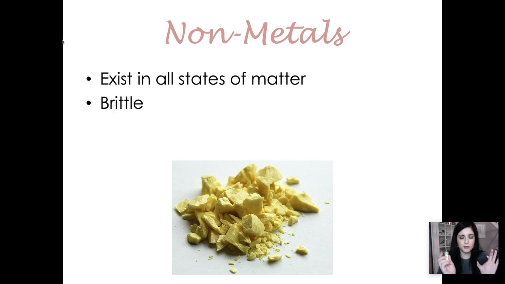Nonmetals are also very brittle, so I am being careful with this piece of charcoal because this will break. Of course, if I were to drop this on the floor, this would break into a lot of different pieces. This sulfur as well is very brittle. It's already broken up into a lot of different pieces, whereas my metals are not going to break. These are the opposite of brittle. These are malleable, but these will break.